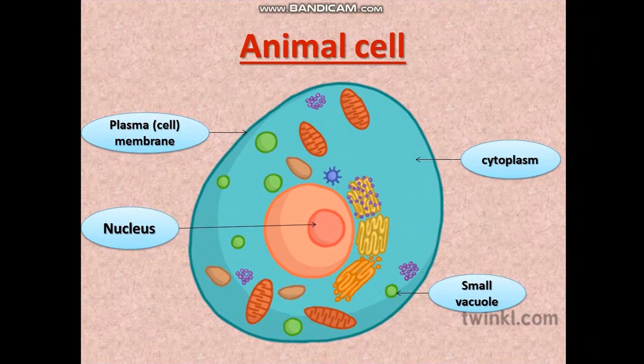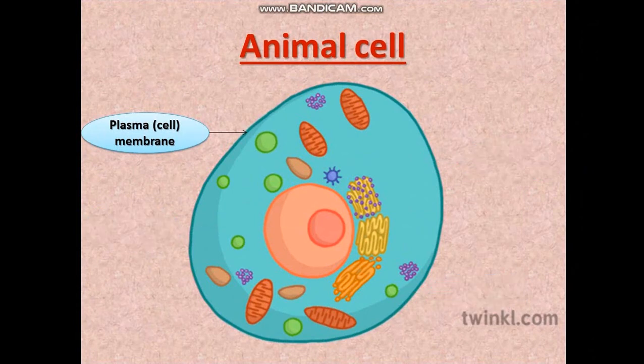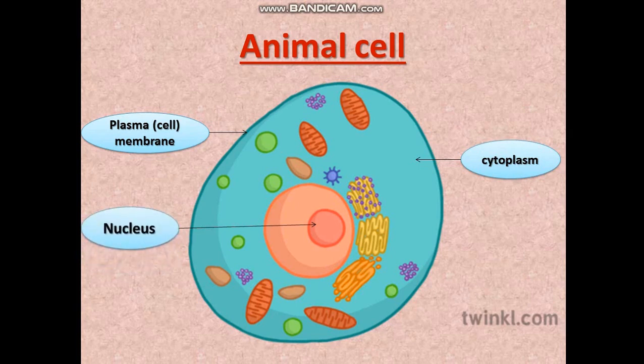Who can tell me the structure of the animal cell again, please? Yes? Plasma membrane, great. Number 2, cytoplasm, excellent. Number 3, the nucleus. And number 4 is, great, small vacuoles.